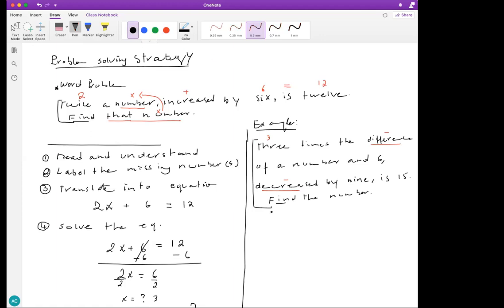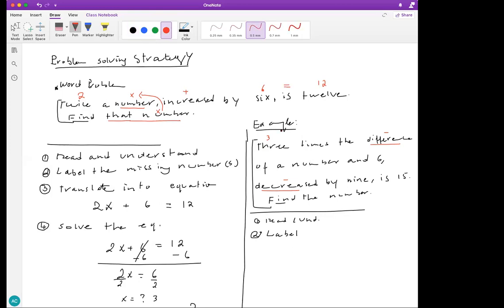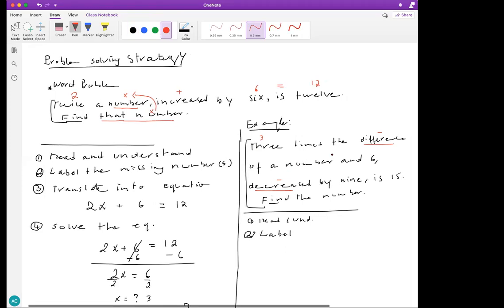So there's a little difference here. First step, read, understand. Okay, understand. Number 2, label. So how many numbers are we looking for here? Just one number.